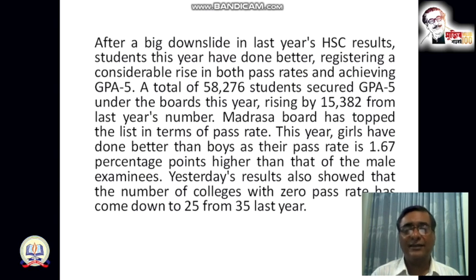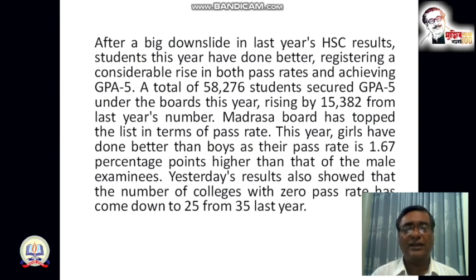So, last year, the number of students who secured GPA 5 was less than this year. And how much rise we notice? 15,382 more students got GPA 5 this year. So this is the rise, and the rise is 15,382. That means 15,382 number of students have got GPA 5, and this is the number which is higher than last year. So what about the number of GPA 5 achievers last year? It will be around 43,000.